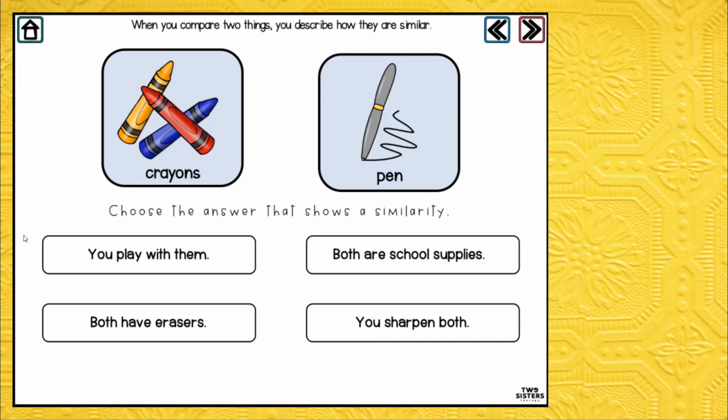All right, so the first answer says you play with them. They both are school supplies. Both have erasers. You sharpen both. Well, we know that you can't sharpen a pen. A pen is not something you play with. Maybe crayons you play with. And then neither of them have erasers. So the answer will be here. Both are school supplies.